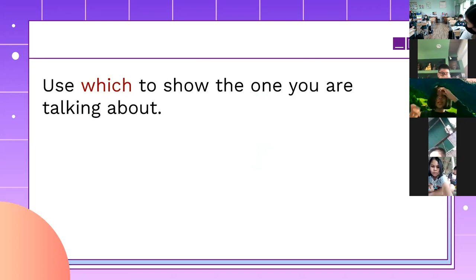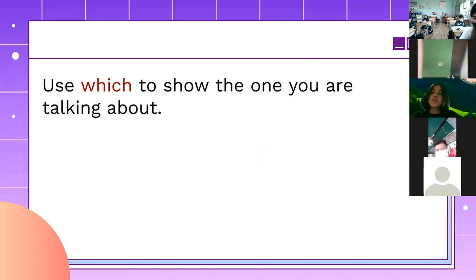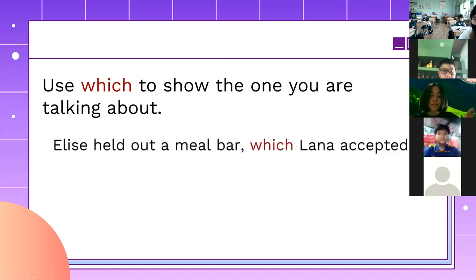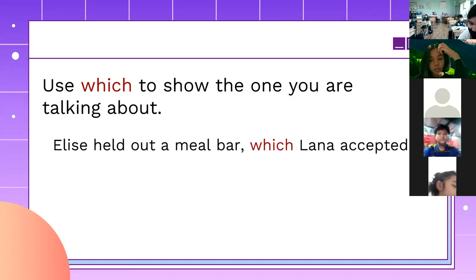Okay, so now I have here another example using which, okay? The first example we have: Elise held out a meal bar. Do you know what a meal bar is? It's like a snack, which Lana accepted.